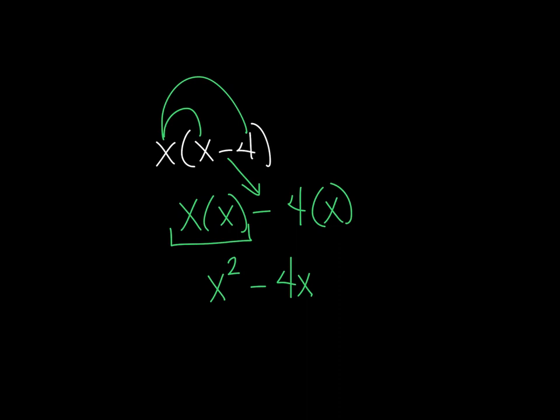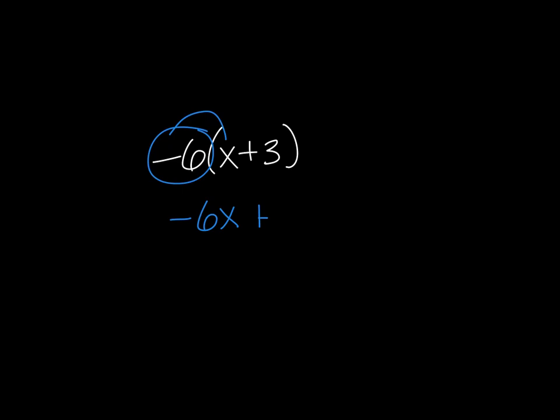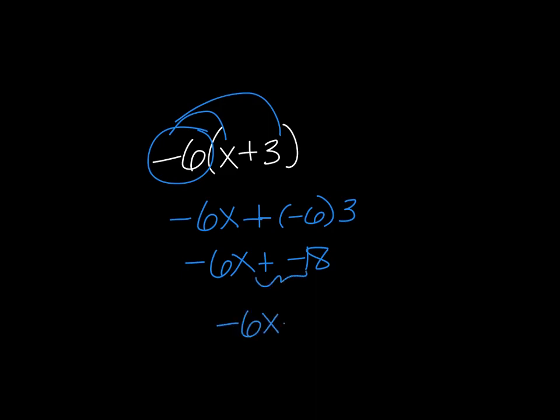Negatives are something you really want to be careful with. So if I have a negative 6 times x plus 3, then I want to be careful that I make sure that negative goes with. So I have negative 6 times x plus negative 6, I'm going to do that one, times 3. So I get negative 6x plus negative 18. And if you want to simplify that, you can say negative 6x minus 18. Or you can leave it that way. That is up to you.